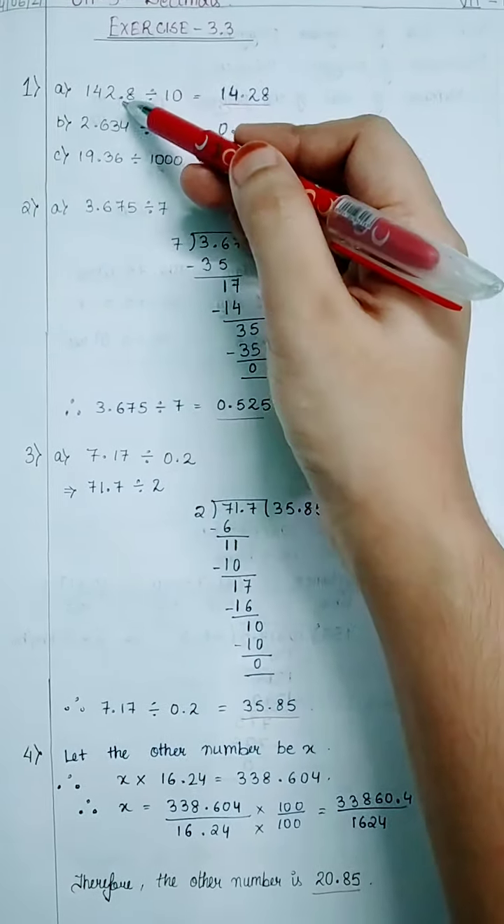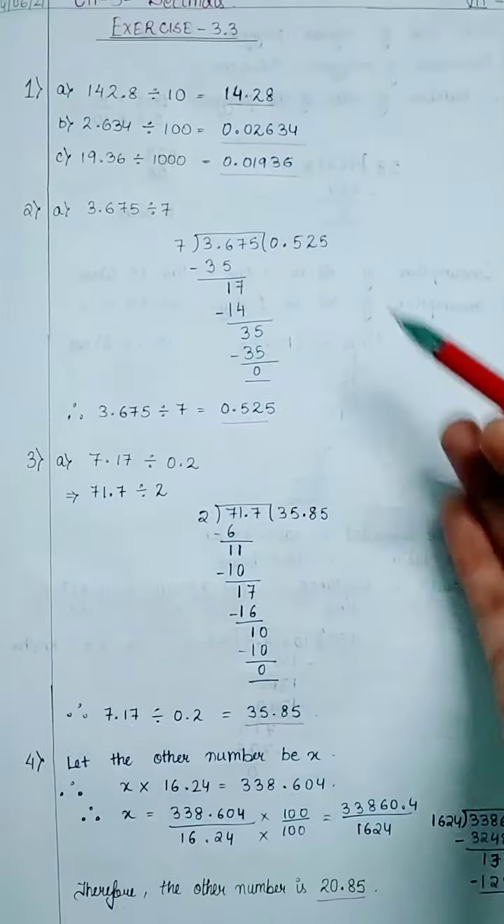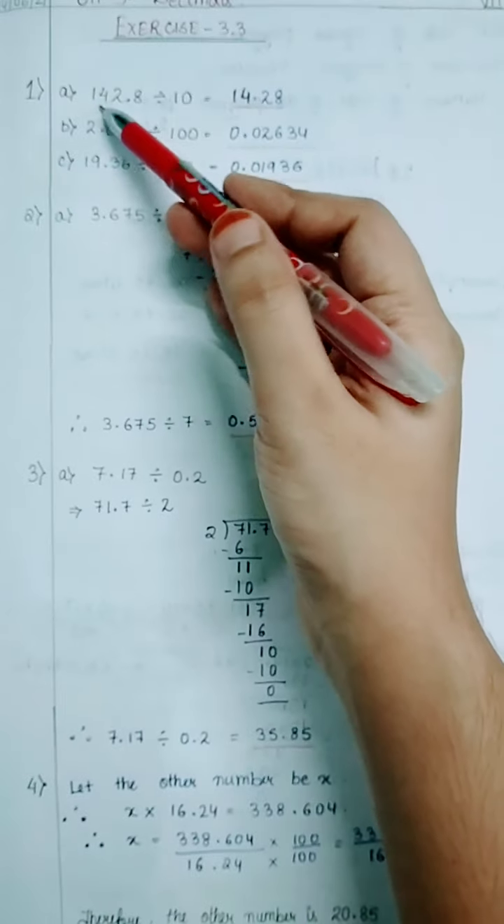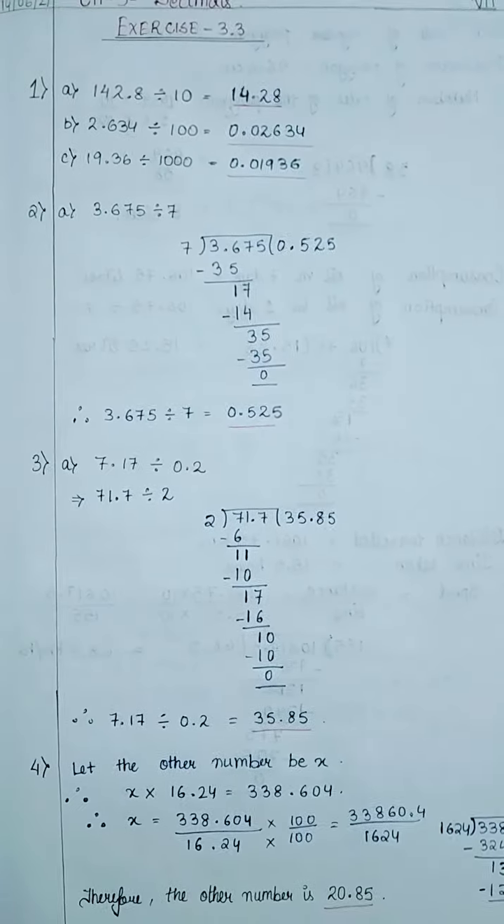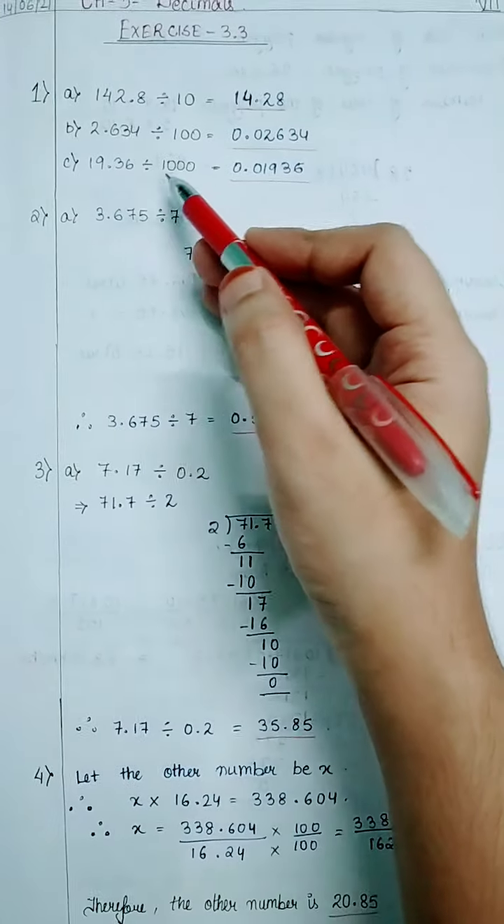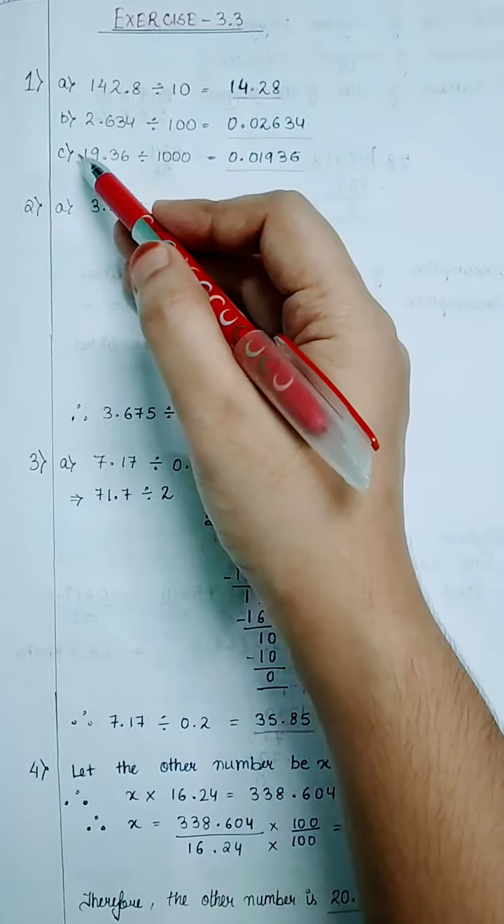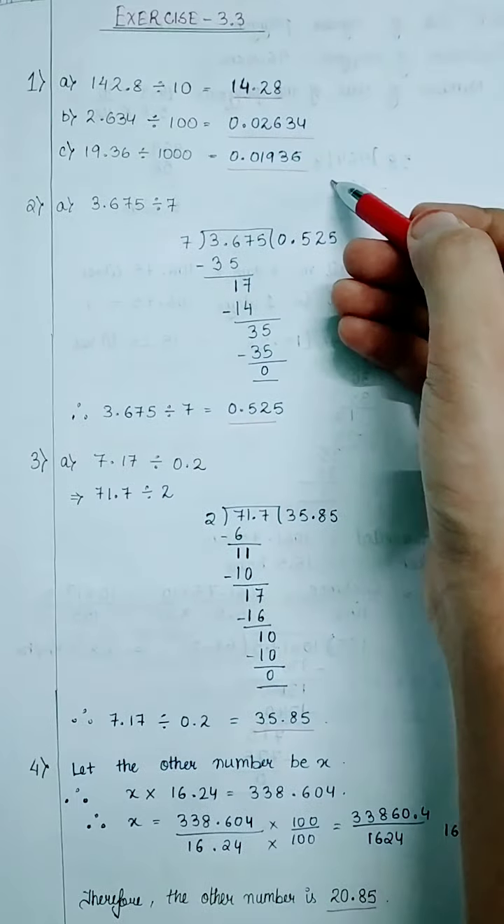Because 10 is there, it will be moved one place. So the answer is 14.28. Now divide by 100, so it will be moved two places. So the answer will become 0.02634. Then if it is divided by 1000, it will be moved three places. So 1, 2, 3, there is no number, so 0.01936.